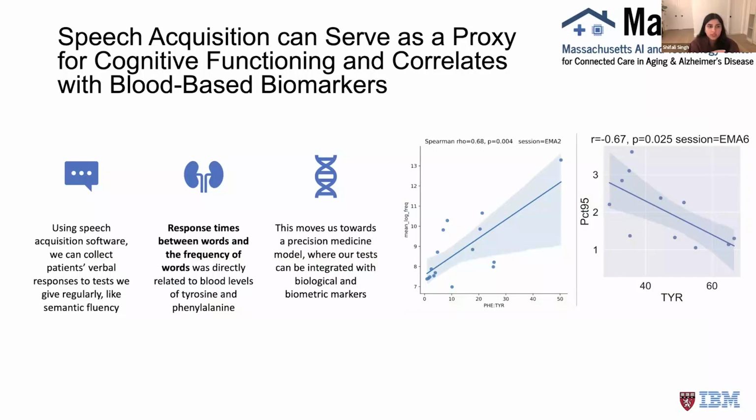So we collect patients' verbal responses like semantic fluency. And what we found in particular was that response times between words and frequency of words was directly related to blood levels of tyrosine and phenylalanine. And so in neuropsychology we have our really great tools, but we're not in this precision medicine model where we can make them totally individualized. And so this is hopefully a step in that direction.